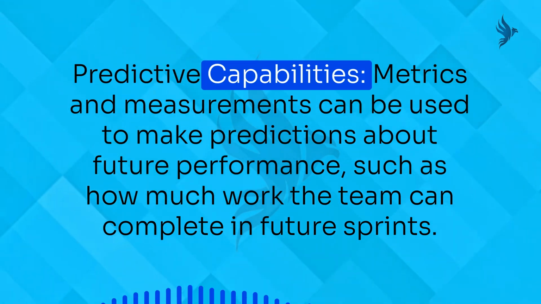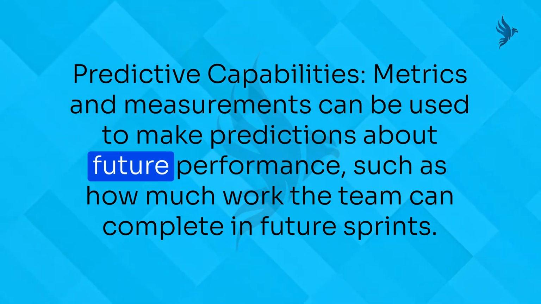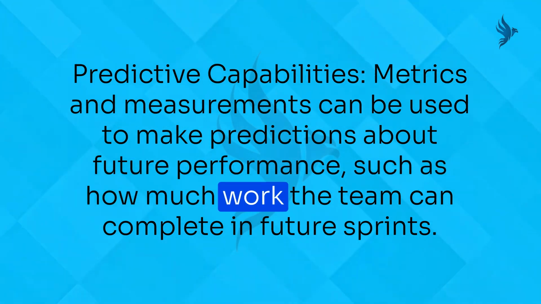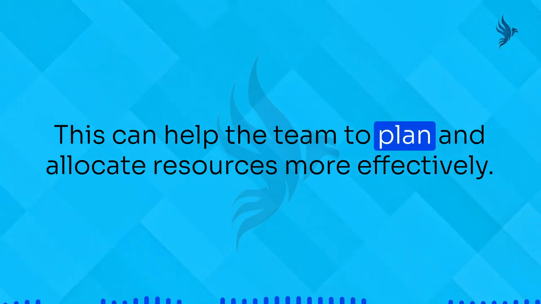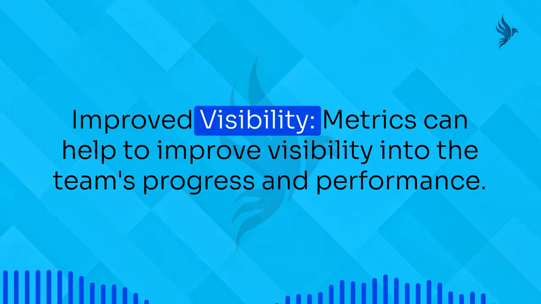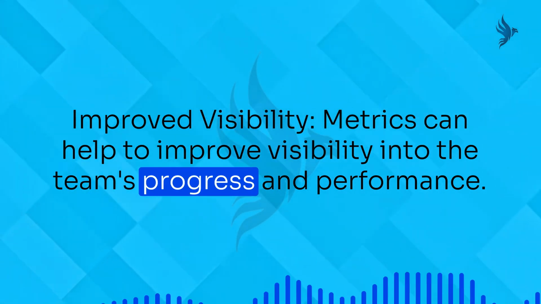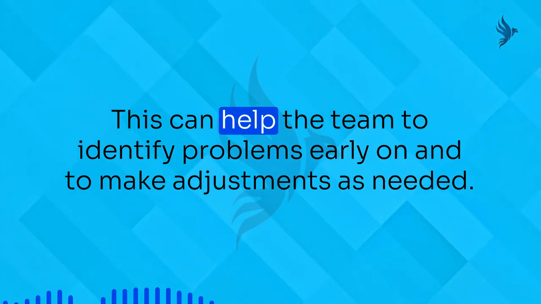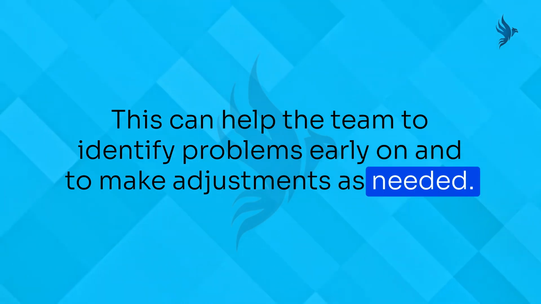3. Predictive capabilities. Metrics and measurements can be used to make predictions about future performance, such as how much work the team can complete in future sprints. This can help the team to plan and allocate resources more effectively. 4. Improved visibility. Metrics can help to improve visibility into the team's progress and performance. This can help the team to identify problems early on and to make adjustments as needed.